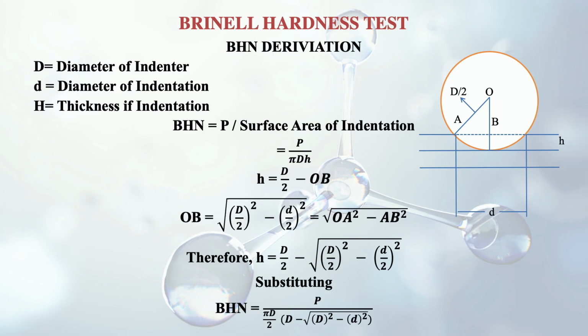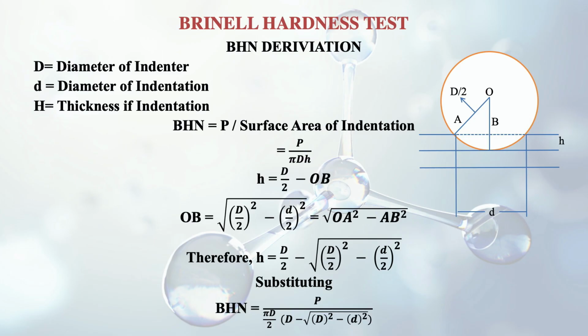So h is then given by, if you can see in the figure, here by Pythagoras theorem we will find out, and h is simply capital D by 2 minus OB. O is the center of the circle and B is the point where it is cutting the chord of the indenter ball. So from this triangle, what we get by Pythagoras theorem, OB is equal to root of (D/2) square minus (d/2) square. That means root of OA square minus AB square. So finally we get from this that h is equal to D/2 minus root of (D/2) square minus (d/2) square.